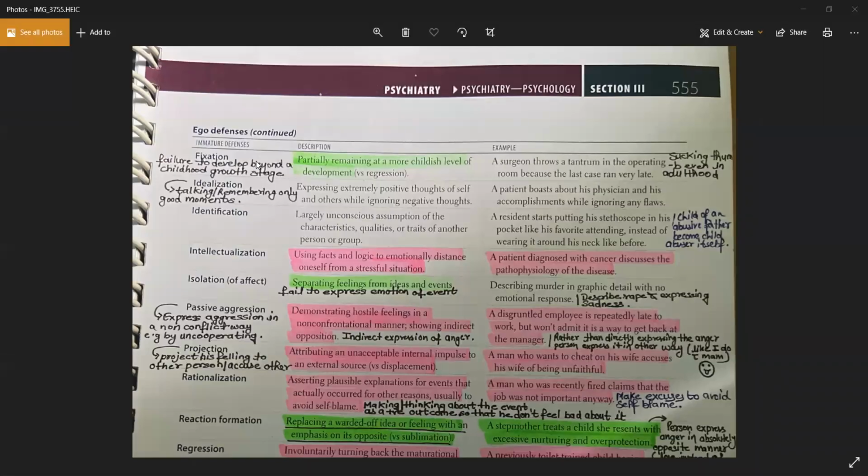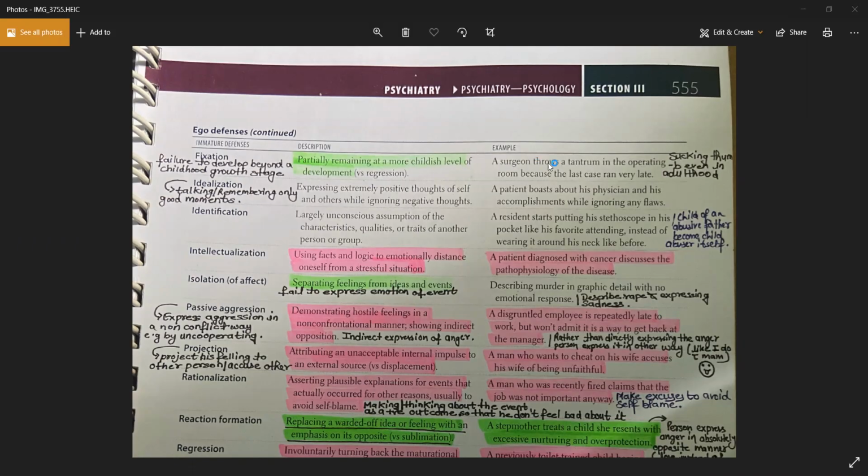Okay, now you have the fixation. When the patient is basically fixed on a particular developmental stage of childhood, and fails to develop beyond a particular growth stage of childhood, you call it fixation. So in any adult, whenever you see any kind of behavior that is seen in children, you call it fixation.